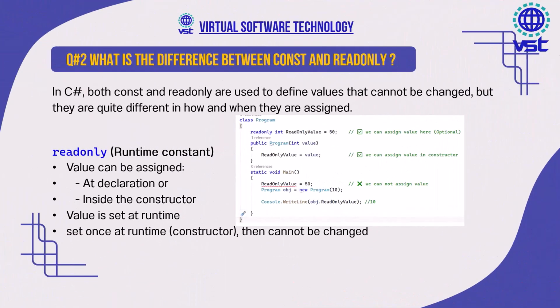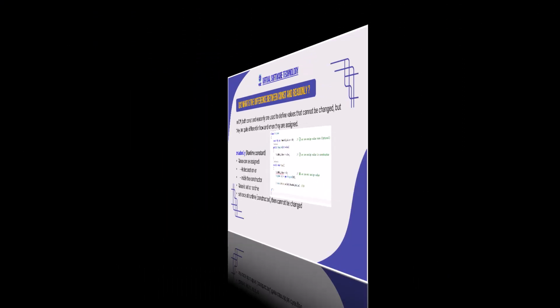Readonly is a runtime constant. Value can be assigned at declaration or inside the constructor. Once the value is set at runtime in the constructor, then it cannot be changed.